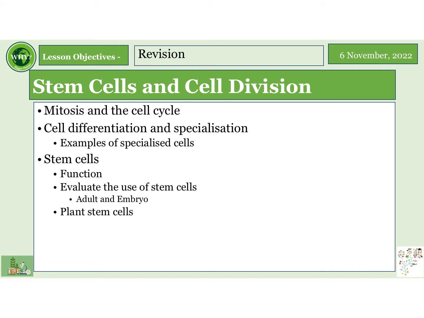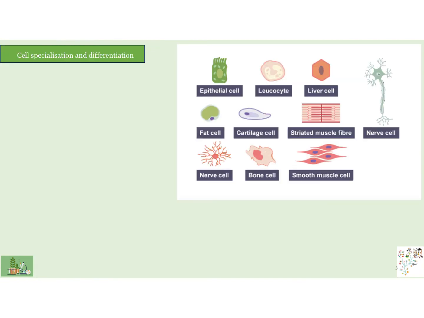But predominantly we're going to focus on stem cells, so the function of stem cell, definition. We're going to evaluate the many uses of stem cells, so adult, embryonic, and then a little bit of a focus on plant stem cells as well. So before we can look at stem cells, we need to focus on two key words. So cell specialization and cell differentiation.